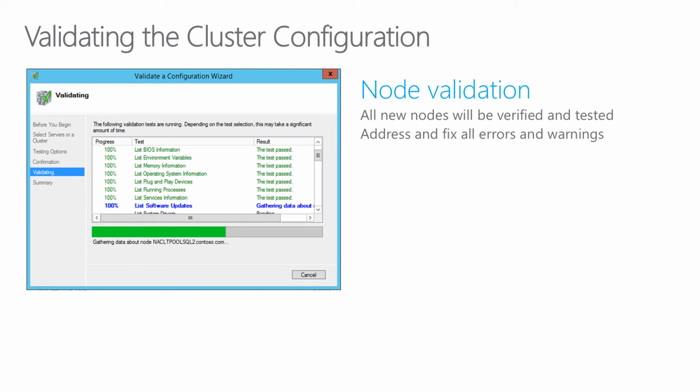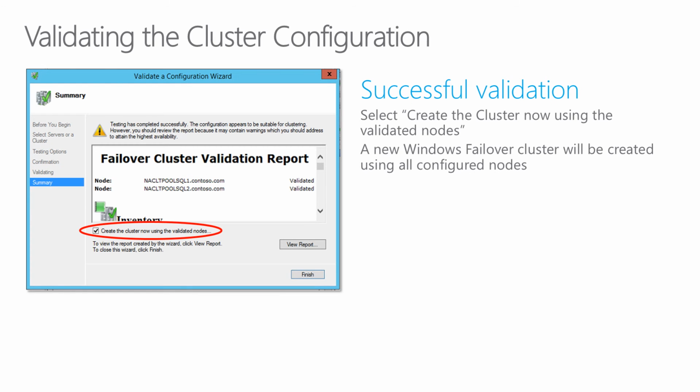Validating the cluster configuration. Add the servers that will be part of the cluster. Each server that is added will be verified and tested as part of the cluster. Once the cluster nodes have been validated, you must ensure that you select the Create the cluster now using the validated nodes option, and then press the Finish button.